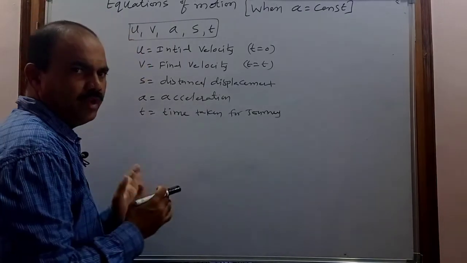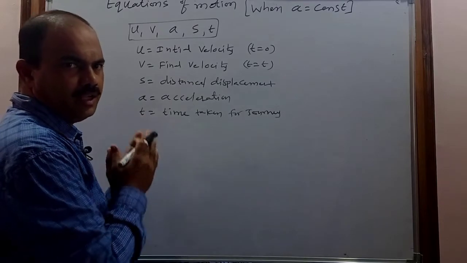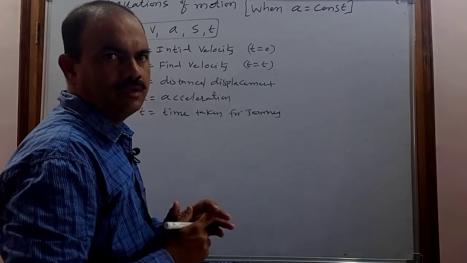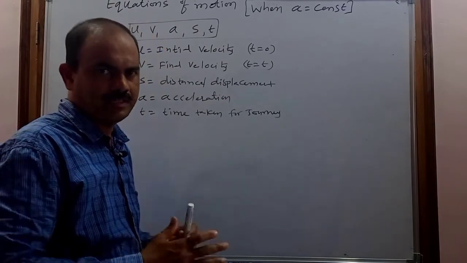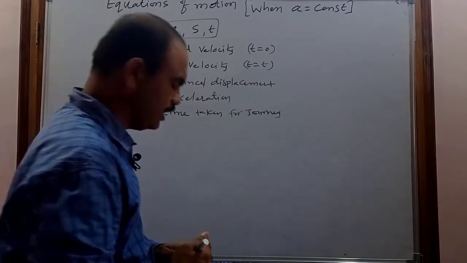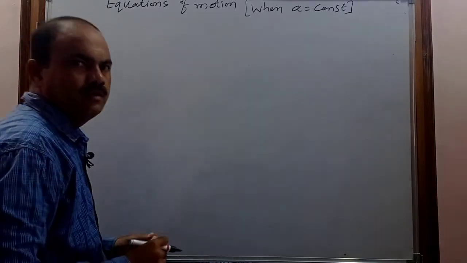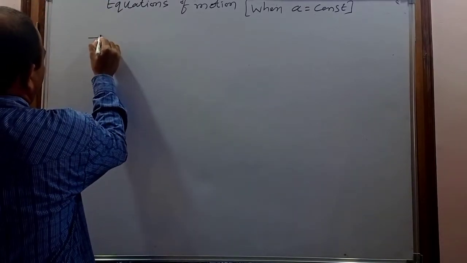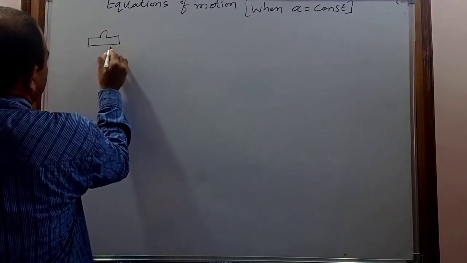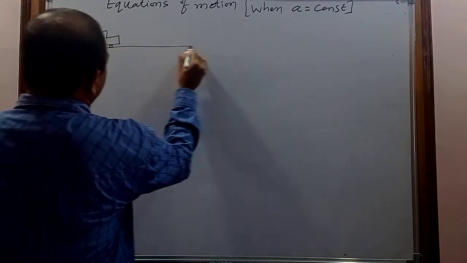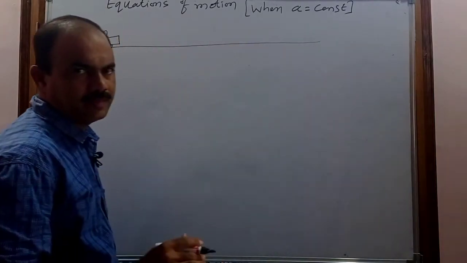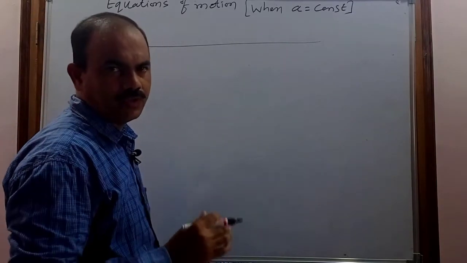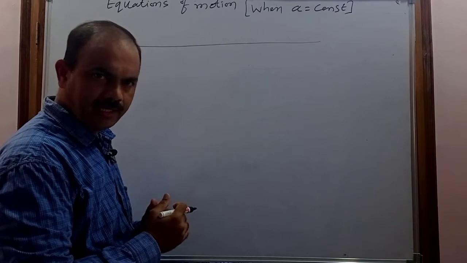Now we are going to derive the equations of motion for uniform accelerated motion by using the velocity versus time graph. To derive the equations of motion, let us consider a car or a body traveling along a straight line with uniform acceleration, or with constant acceleration.